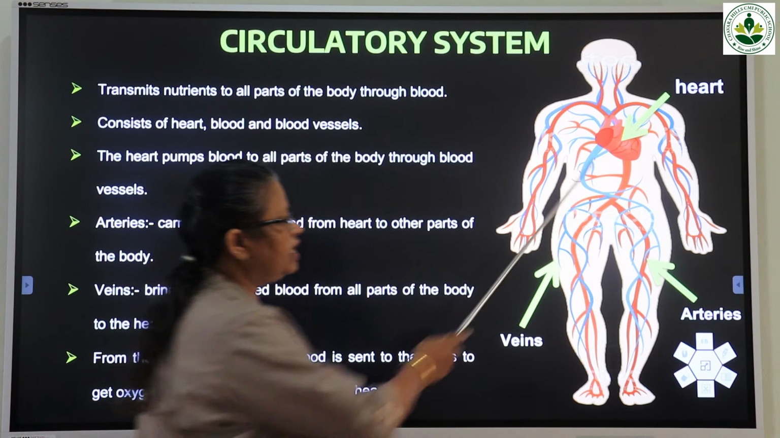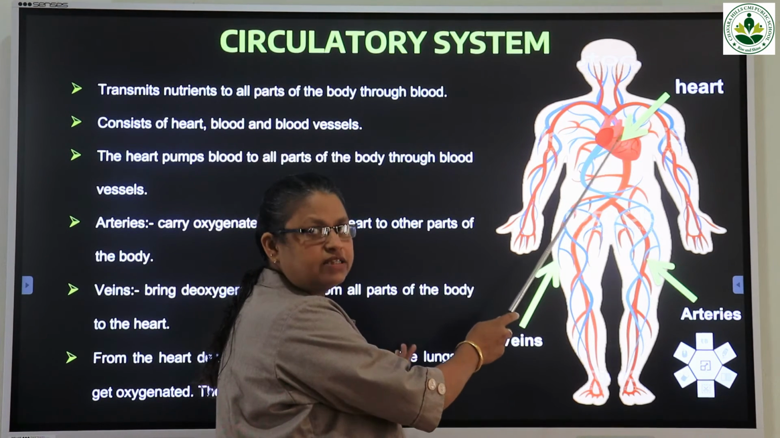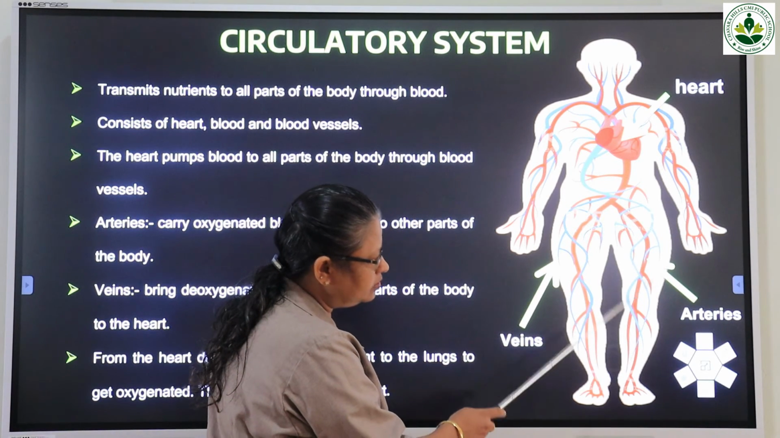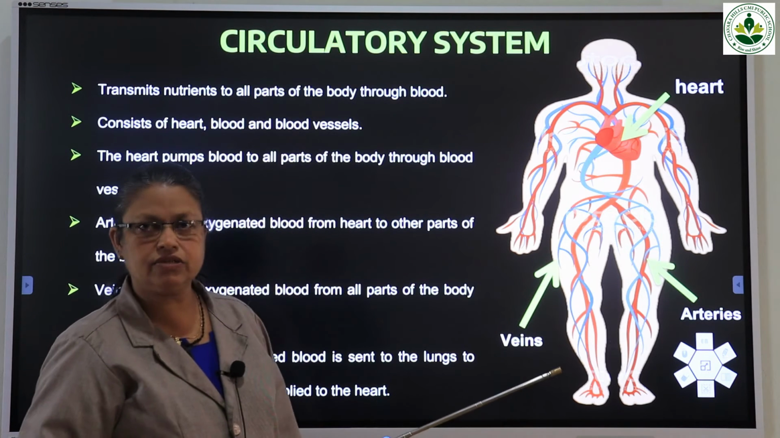The heart we can see at the chest part. It is protected by the rib cage that we studied in the last class, and arteries are red in color, that are the blood vessels. Veins are also blood vessels.